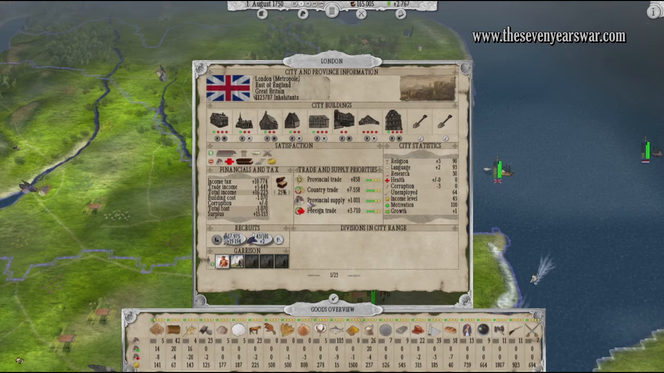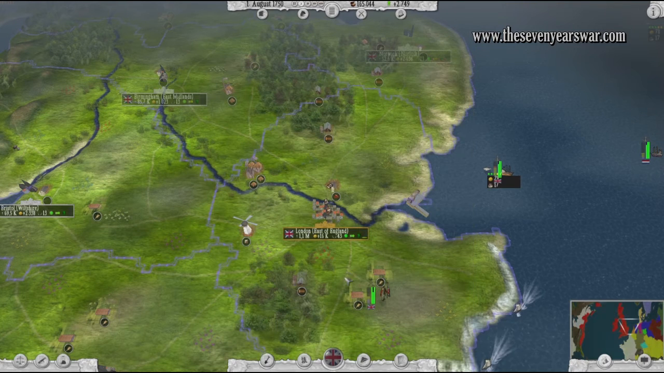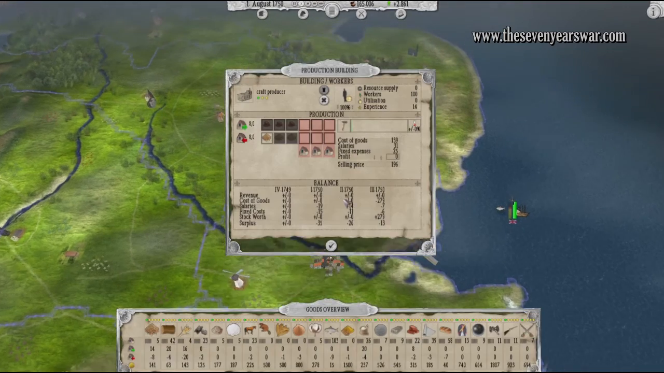Next point is the provincial supply. The provincial supply is used for delivering building material to your construction sites or delivering pre-goods. So let's set up the priority a bit as we want the trader to deliver loam for our craft producer, which has obviously already happened. So let's take a look at that.